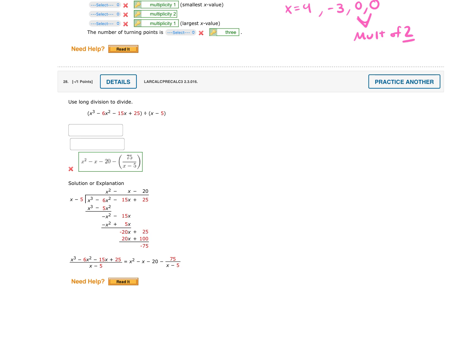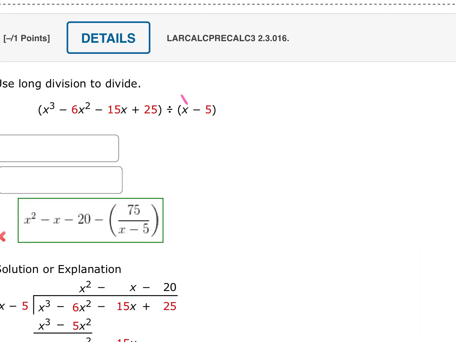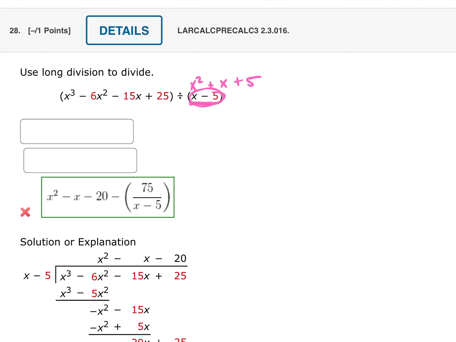So if you had a divisor like x squared plus x plus 5, you can't use synthetic division. If it was just a binomial like x minus 5, you could use synthetic division. I don't care, just find the right answer. But if you had a trinomial, you'd have to use long division. Do you want to practice long division with the x minus 5 or with something longer like the x squared? We'll use the longer one, okay.